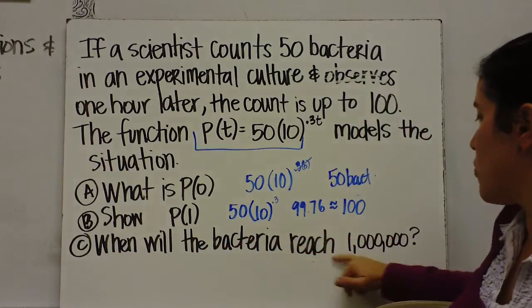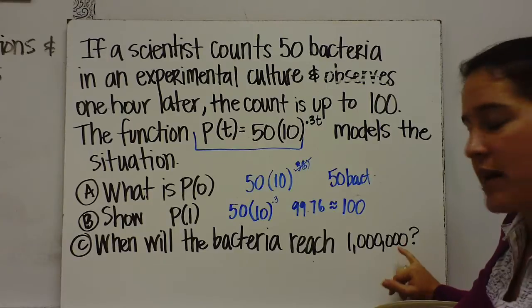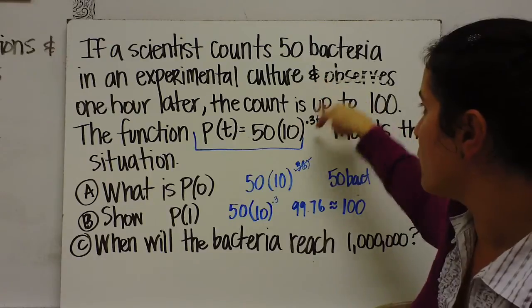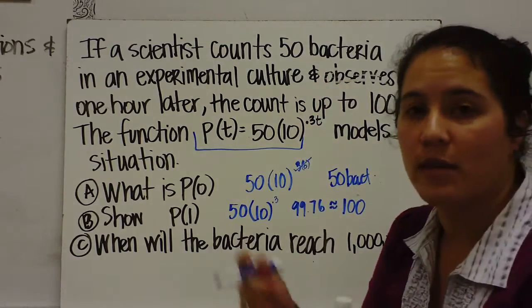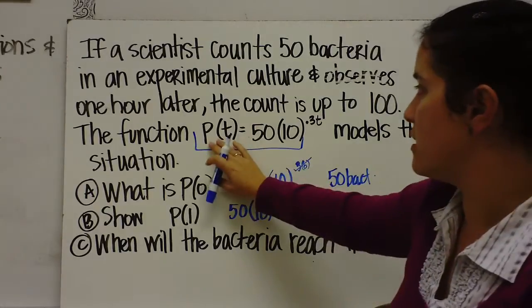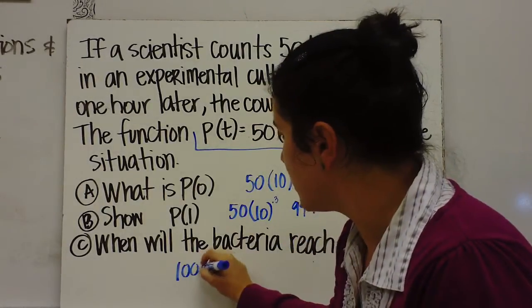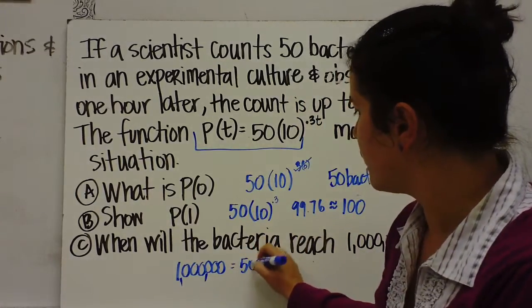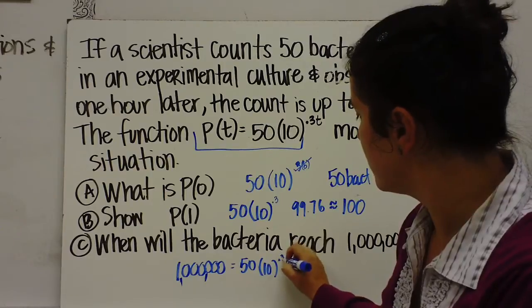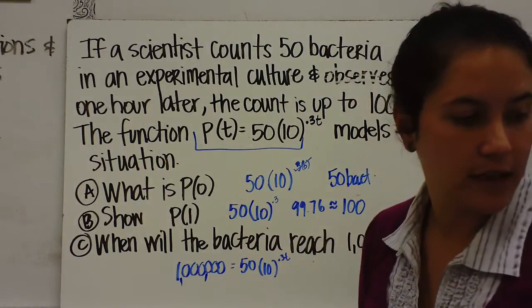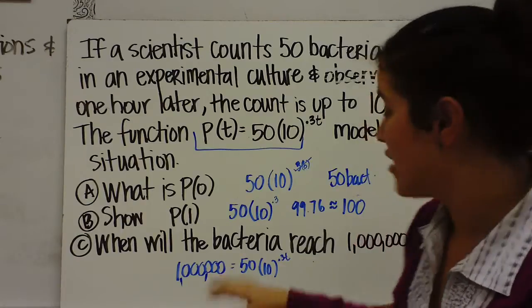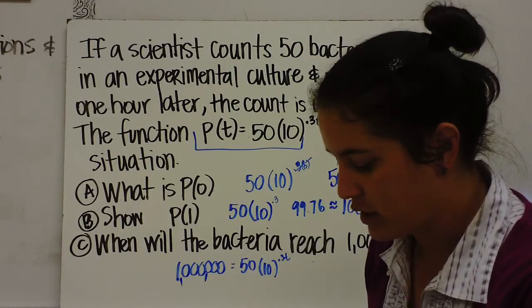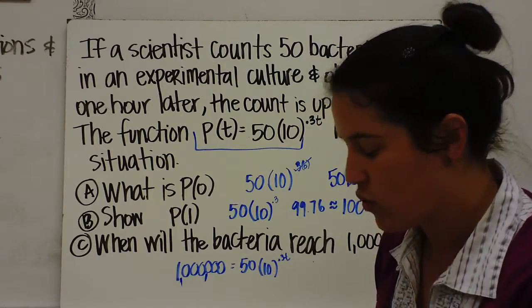When will the bacteria reach 1 million? So when we're looking for the when, we're looking for this value right here. We are going to set up an equation. 1 million is our P of t. So 1 million equals 50 times 10 to the 0.3t. We practiced solving equations like this. You would divide both sides by 50. So I'm going to type in 1 million divided by 50, and I get 20,000.